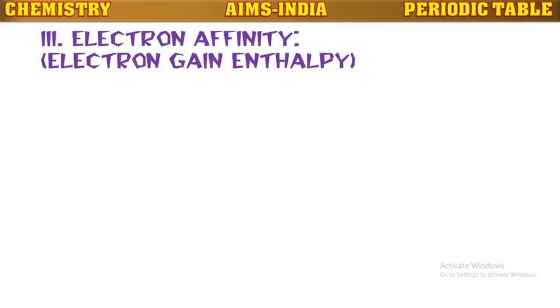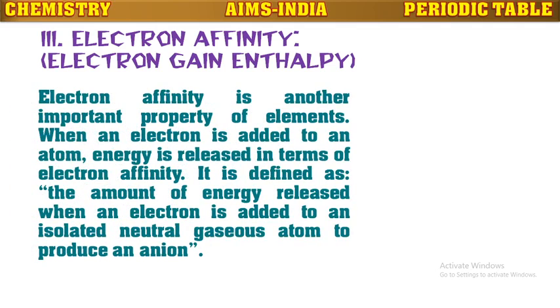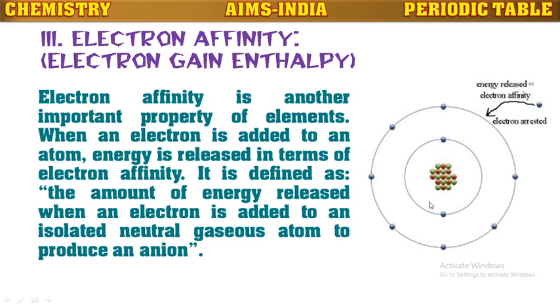Third property, electron affinity, which is also called electron gain enthalpy. Electron affinity is another important property of elements. When an electron is added to an atom, energy is released in terms of electron affinity. It can be defined as the amount of energy released when an electron is added to an isolated neutral gaseous atom to form an ion. For example, if you consider this as an atom, when an electron is given to this atom, a certain amount of energy will be released by this atom. That energy we call electron affinity.